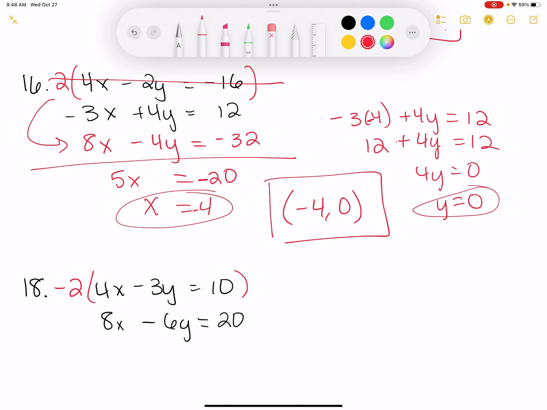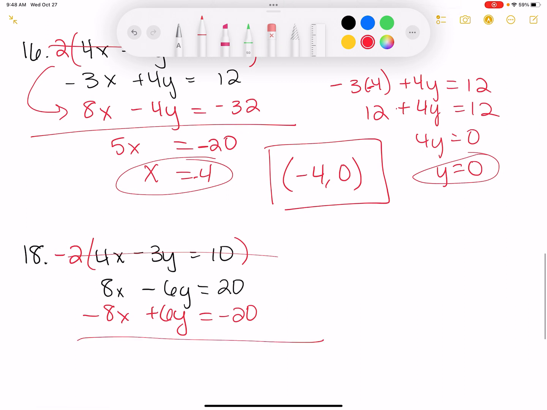None of these have opposite signs, right? To get from 4 to 8, I need to multiply by 2, or from 3 to 6, I need to multiply by 2. Since they don't have opposite signs, I need to multiply by a negative. So I now have negative 8x plus 6y is equal to negative 20. So simplify that. What do I get? 0.